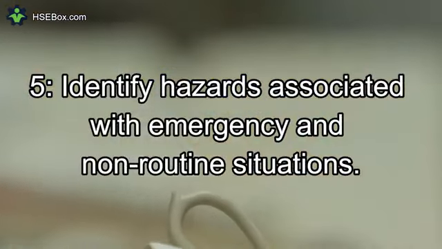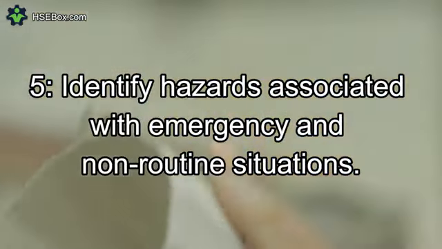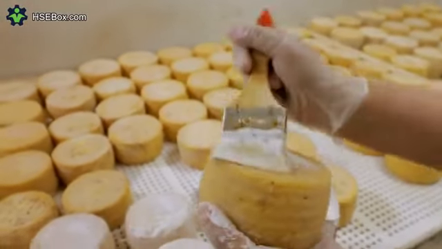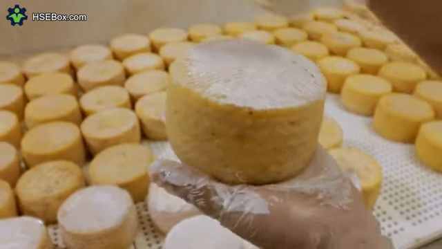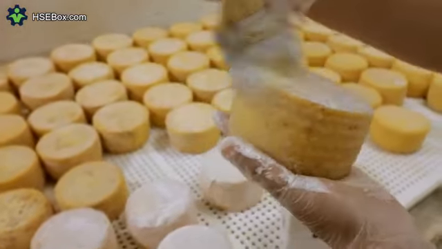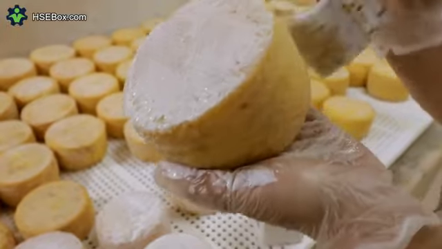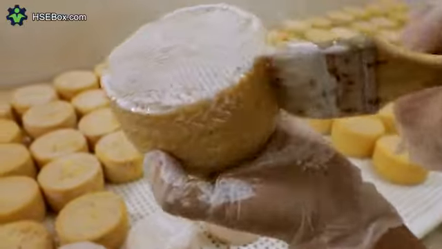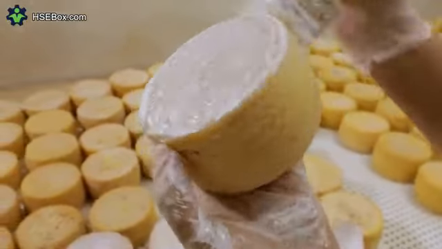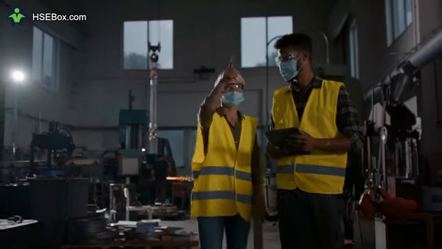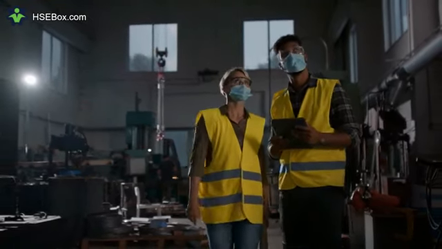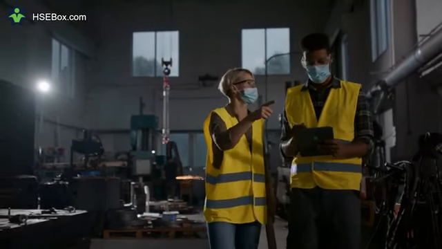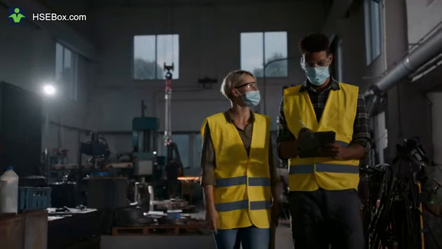Number 5. Identify hazards associated with emergency and non-routine situations. Emergencies present hazards that need to be recognized and understood. Non-routine or infrequent tasks, including maintenance and startup/shutdown activities, also present potential hazards. Plans and procedures need to be developed for responding appropriately and safely to hazards associated with foreseeable emergency scenarios and non-routine situations. You should identify foreseeable emergency scenarios and non-routine tasks, taking into account the types of material and equipment in use and the location within the facility.